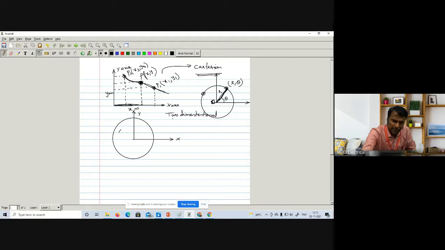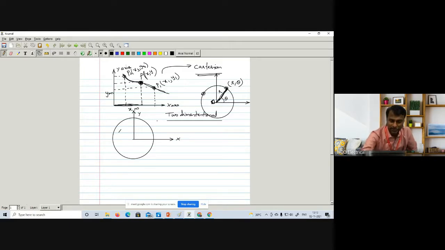In three dimensions, the point of intersection will be different. I will explain in the next class how the variables in the Cartesian coordinate system in three dimensions, and in the polar coordinate system, will change.